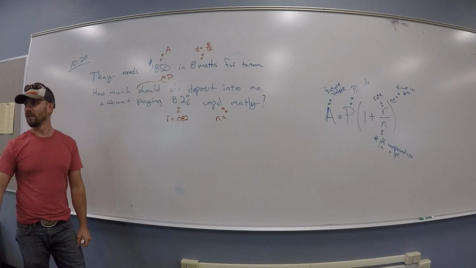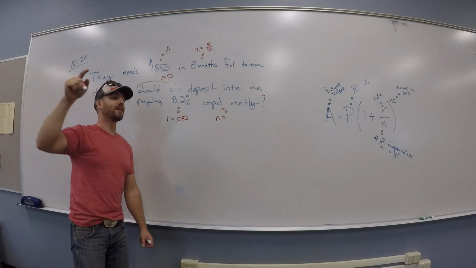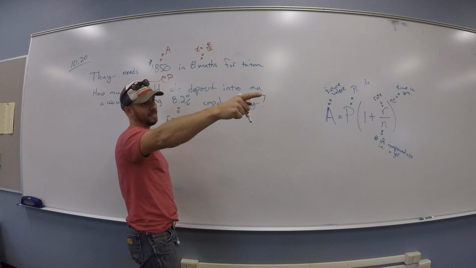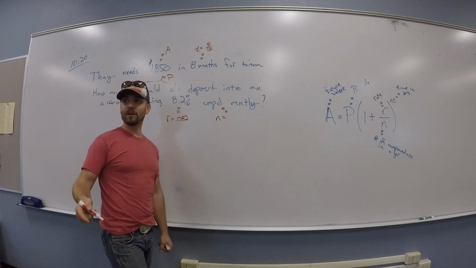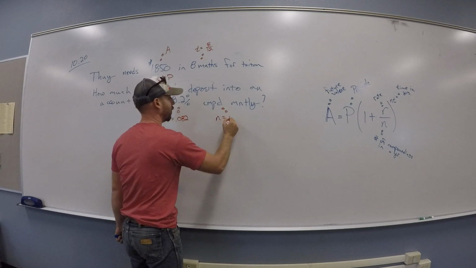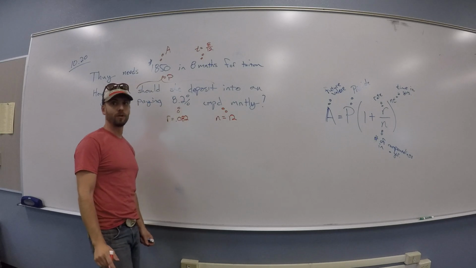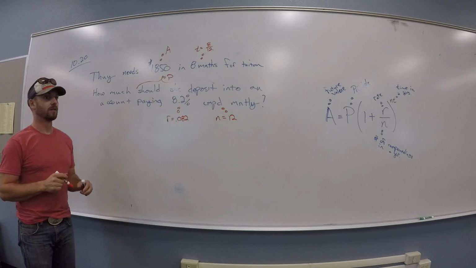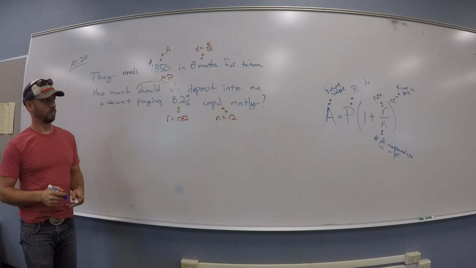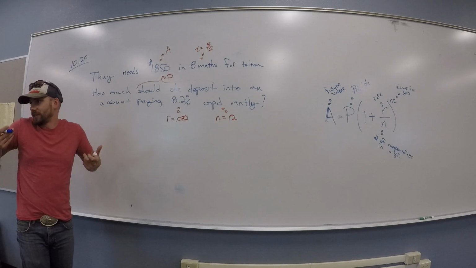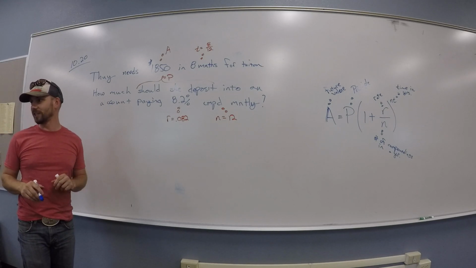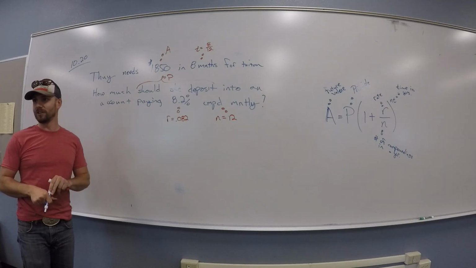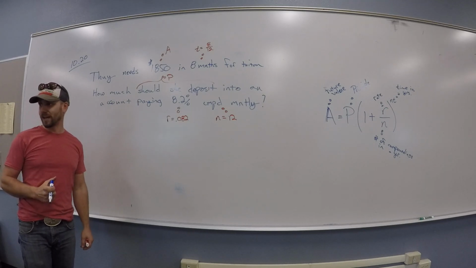So how many times is it compounded in a year? 12. So n is 12. That's the number of compoundings in a year. If it's monthly, it's 12. If it's daily, it's 365. If it's yearly, it's 1. If it's semi-annually, it's 2. If it's quarterly, it's 4.